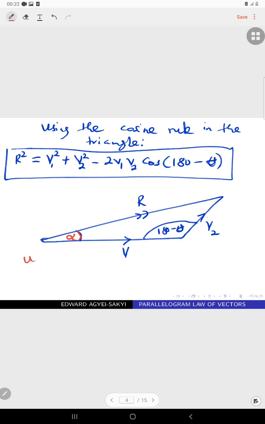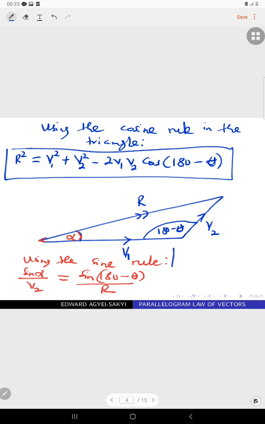Then how do you get the direction? Here you apply the sine rule. And it's going to be what? Sine alpha over V2 equals sine of (180 minus theta) over R. So from here, you can get your direction. But don't forget, our alpha is measured from the vector V2 to vector V1. Our direction is to vector V1. So after finding your alpha, the direction will be what?